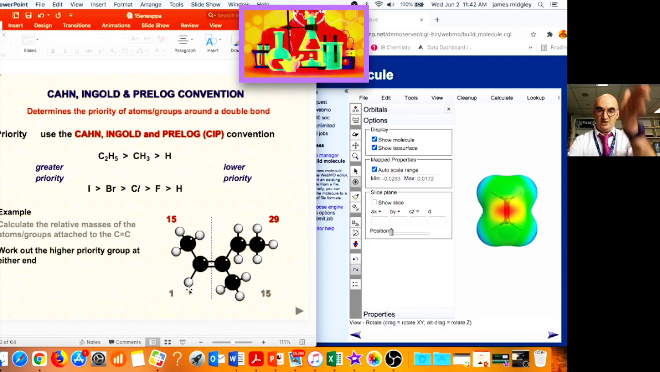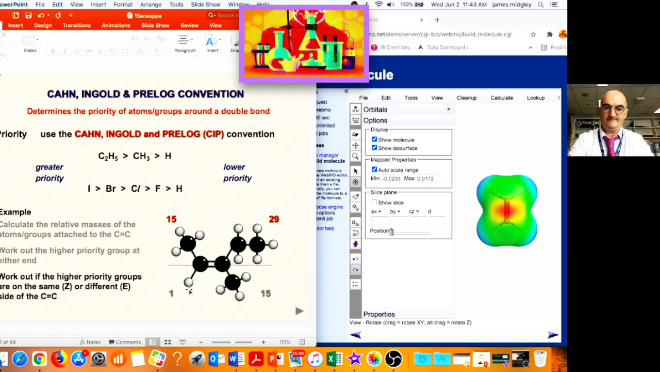So I'm taking a mirror or a razor or a rope, whatever you want to call it, down the middle of that double bond. That's why it's important to draw your molecule with the double bond in the middle of the piece of paper. Which is the higher priority group? Clearly 15 beats 1, 29 beats 15, so it's same side. So this is the Z isomer.